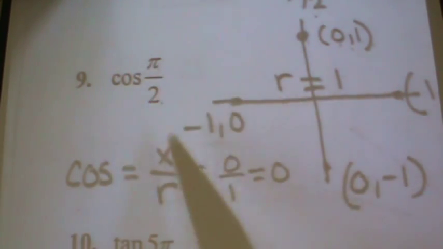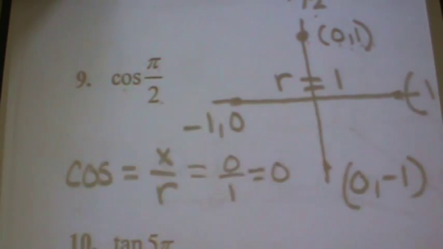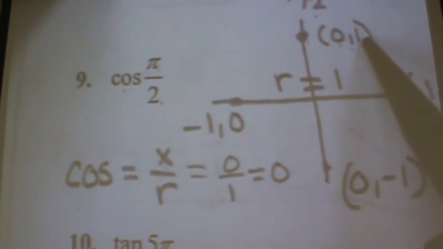What if I said, what's the sine of pi over 2? Well, sine is y over r. Y is 1, 1 over 1 is 1. What if I said, what's the tangent of pi over 2? Tangent is y over x, and it'd be 1 over 0 or undefined. So tangent at pi over 2 is undefined.